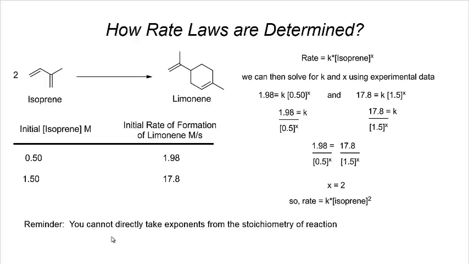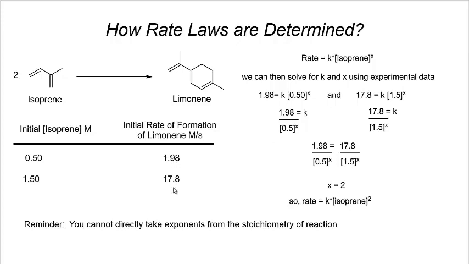Like I mentioned before, you've got to determine this experimentally. And so what I've got is a very simple case here where you have isoprene, which is this diene here. Hopefully you guys can still name this. And this is going to dimerize to form a molecule called limonene. This is responsible for a nice citrus smell in lemons and limes. Okay, and so what I've done is I've shown you the initial concentration of isoprene in moles per liter, so it's either half molar or 1.5 molar, and then the rate of the formation of limonene that we've seen here.